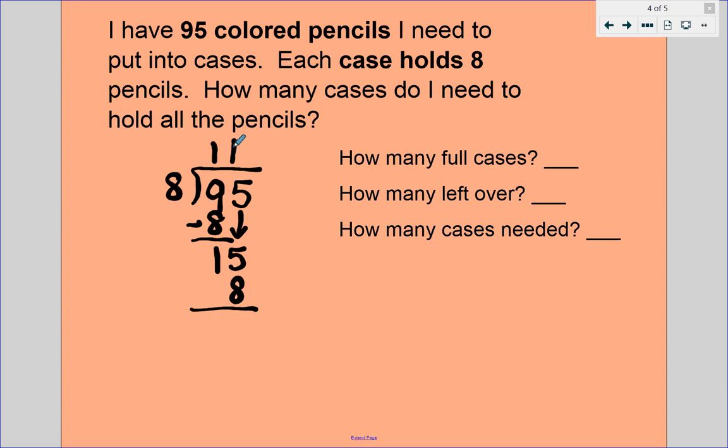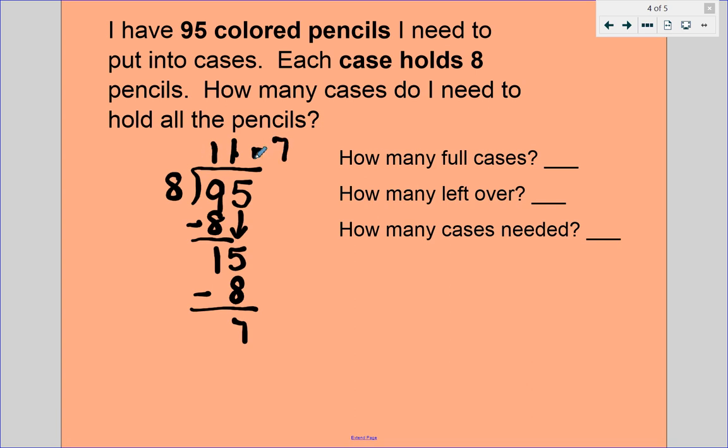Alright, that 1 has to go on the roof. I've noticed sometimes that some of you are getting that confused. How many 8s do we get out of 15? 1. Now we do roof times the door ends up on the floor. Okay? Sister subtract, and we get 7 left over. So we have 11 with a remainder of 7.